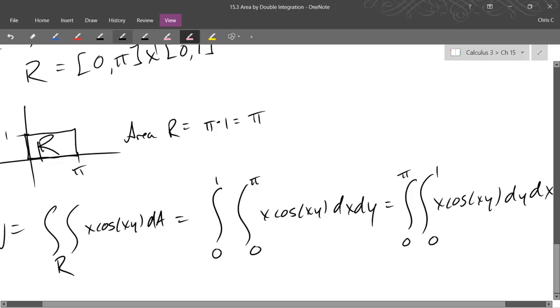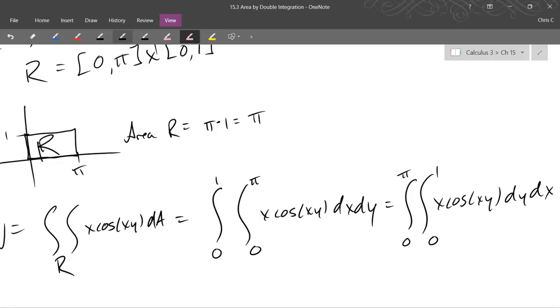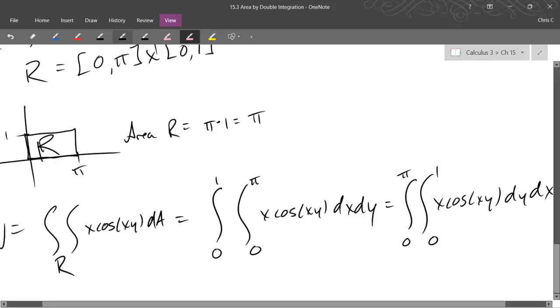A rectangle is the only time you can switch your order without thinking very much, because our limits are constant. So rectangle is the only time you're allowed to just flip it around without having to redraw your region and think very carefully about changing things from x to y.